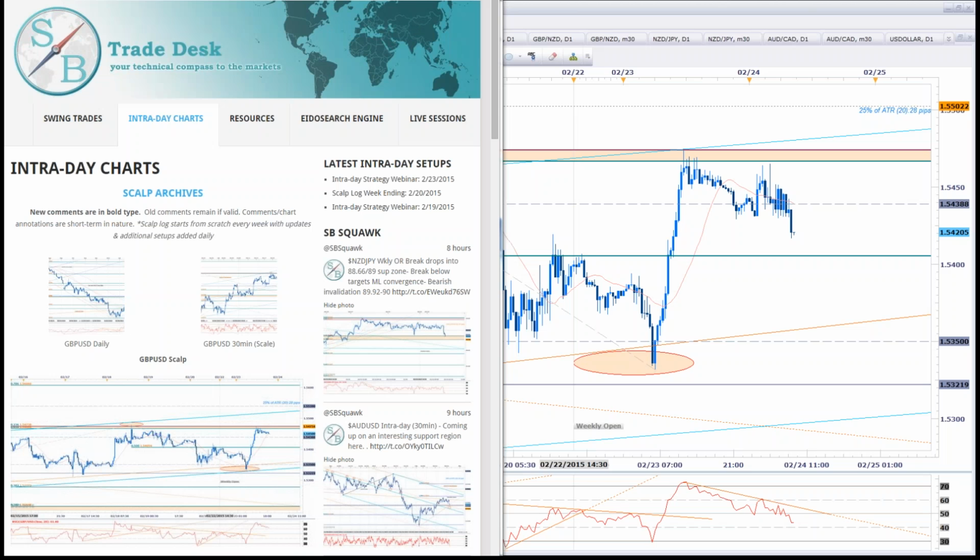So we have a lot of setups in play. On the swing side of things, I do believe we're still on the sterling dollar short, which has also been featured on the scalps. We'll take a look at that. A dollar yen short is also in place on the swing side. I'm not in that position, but also something on the menu.